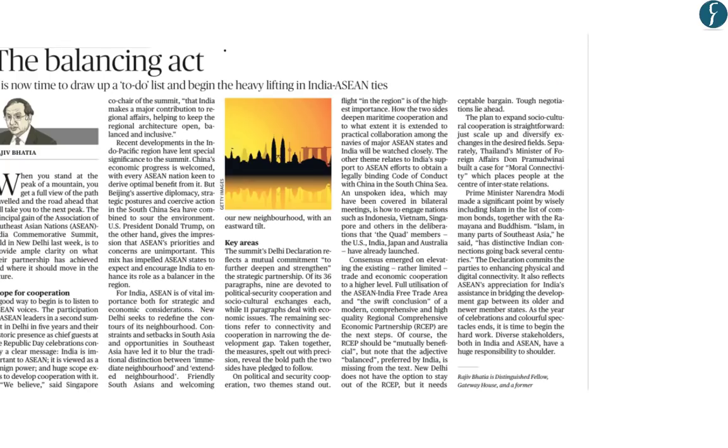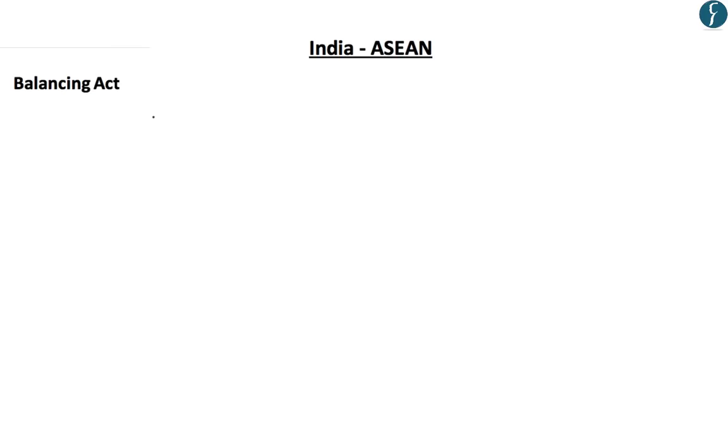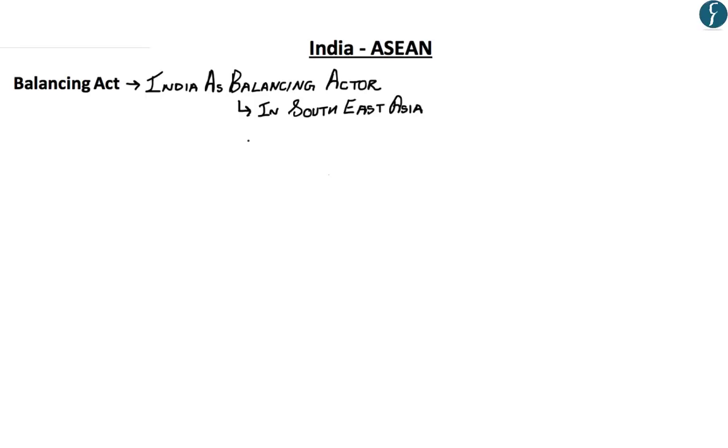Now we have taken this article from the editorial page on page 8. Now let us understand what the author means by the term balancing act, and moreover let us understand what is the to-do list to improve India-ASEAN relations. Now the author is recommending that India establish itself as a balancing actor in Southeast Asia. Now the question is, why should India become a balancer in Southeast Asia? Now in the answer to this question, the author has given 4 reasons.